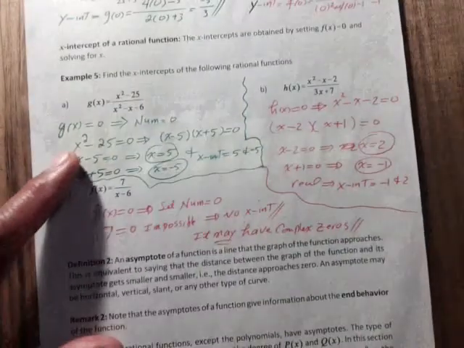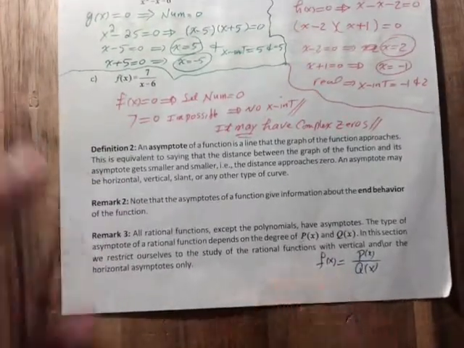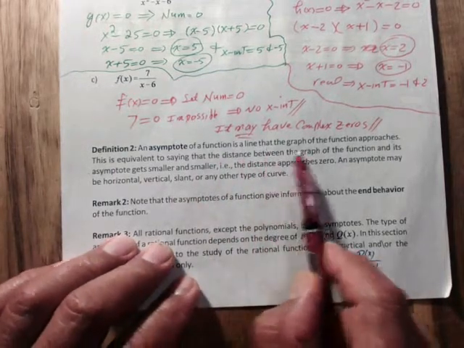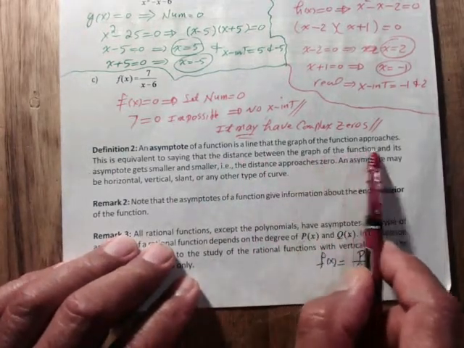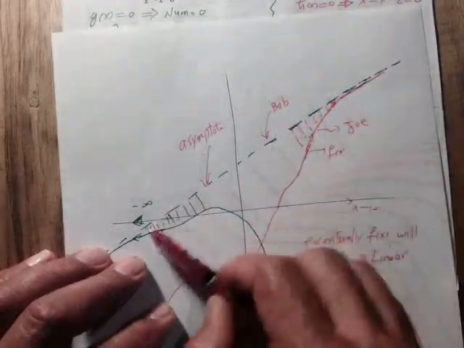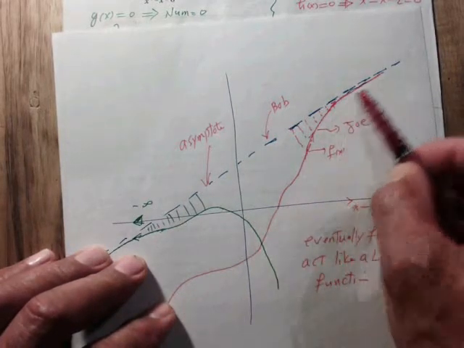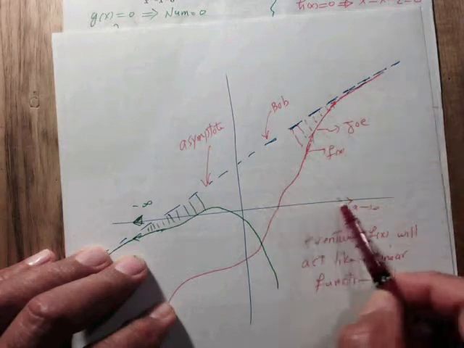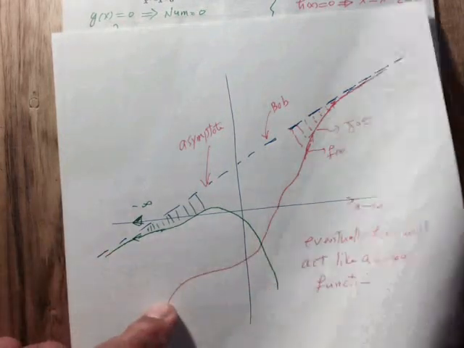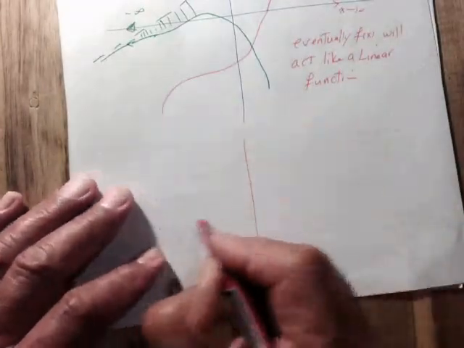So let's read this sentence here, what it says. An asymptote of a function is a line that the graph of the function approaches. Just like I said. See? An asymptote is a line such that the graph of the function approaches it eventually as x goes to infinity, or as x goes to negative infinity. You may have some situation like this, of course, that doesn't have to go to infinity.